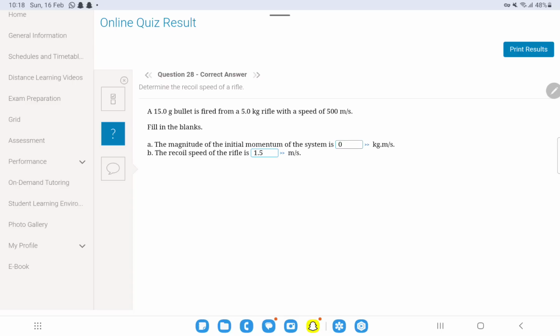A 15 grams bullet is fired from a 5 kilograms rifle with a speed of 500 meters per second. The magnitude of the initial momentum of the system. So in the beginning, the whole system is at rest. The rifle and the bullet are both at rest.